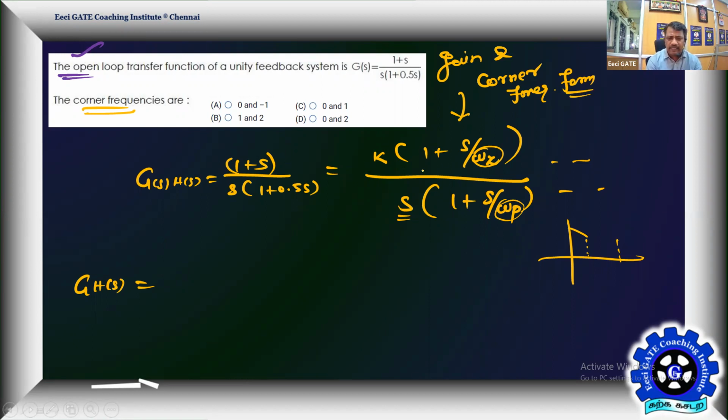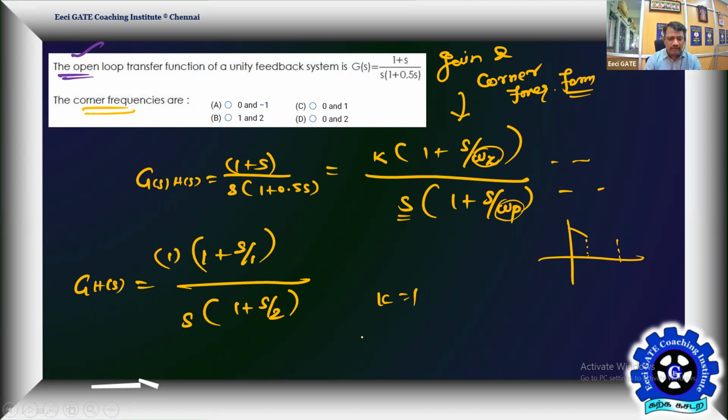So now let me write the numerator as 1 plus S by 1, formally. Denominator, it is S. And then you take 0.5 out. It's already in that form, we only have to represent it. In order to take 0.5 out, you should write it as 1 plus s by 2. That's all, it's done. So this is 1. So K is equal to 1, and the corner frequency due to the 0 is 1, and the corner frequency due to the pole is what?